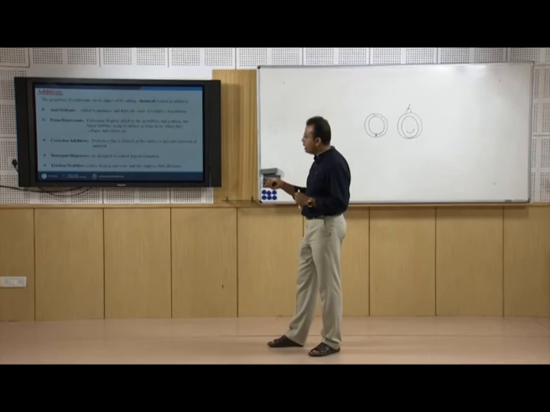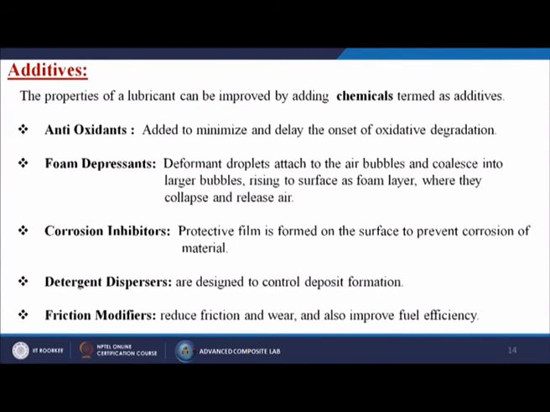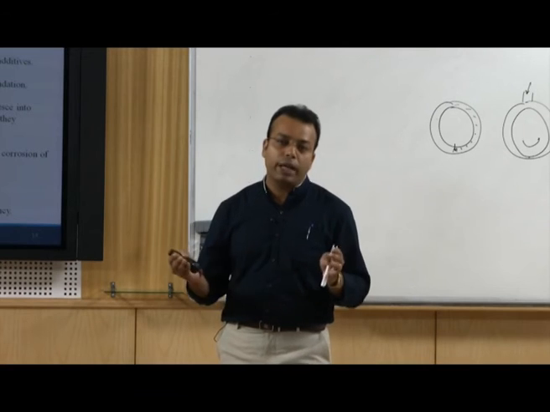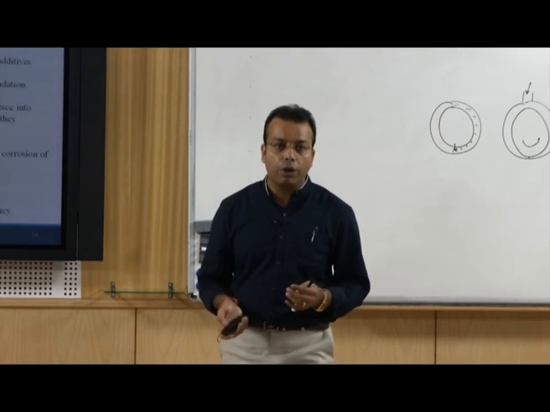Next one is called the corrosion inhibitors. From that name you can understand that we are using certain kinds of materials which can resist corrosion between the mating parts. Detergent dispersants are designed to control deposit formation. Next one is called the friction modifiers, which reduce friction and wear and also improve fuel efficiency, so that we can use that fuel for a longer time.